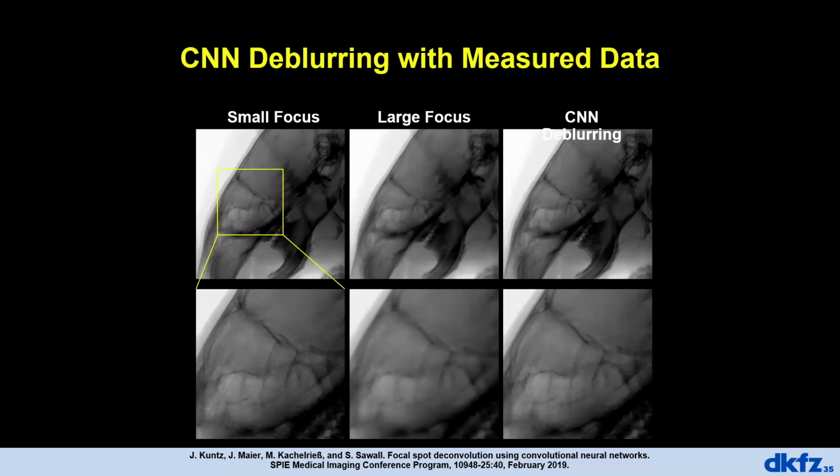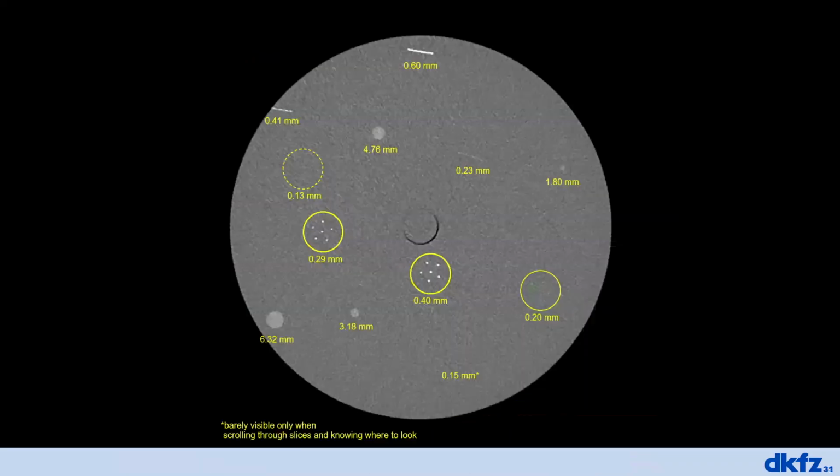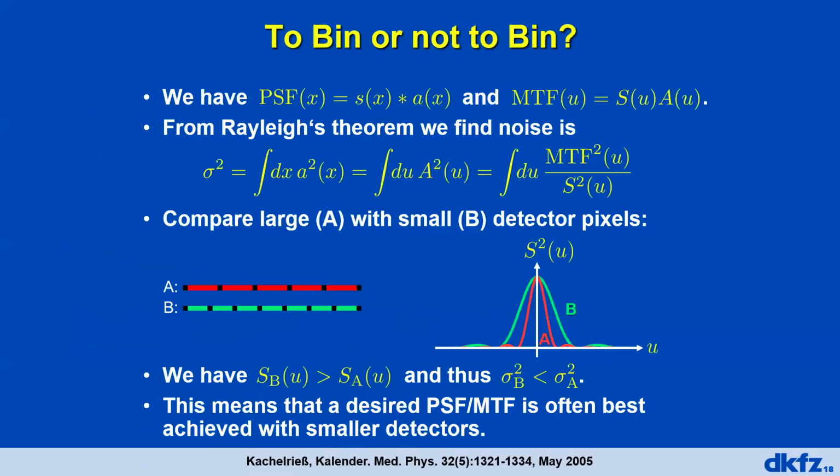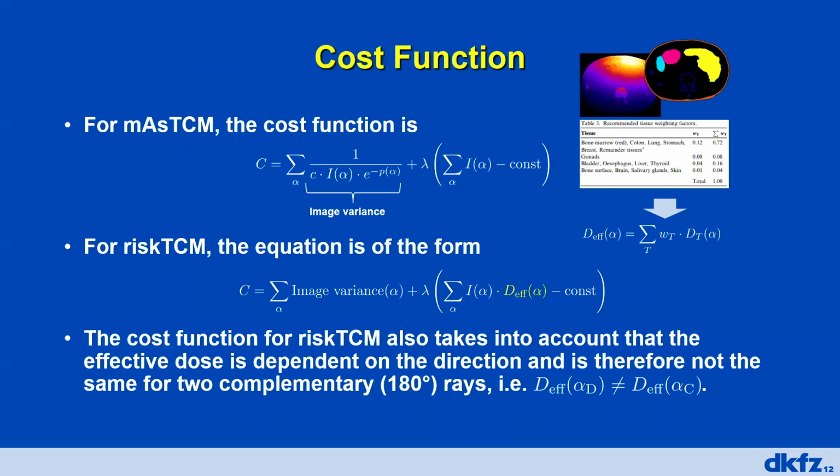Stefan, I have a couple of questions about risk TCM. Sure. So if I got it correctly, you include the effective dose in your cost function. Yes. And thereby you need to include the organ weighting factors, which are somehow eminence-based, meaning there's not so much consensus on what should be higher. It's a commission of the ICRP that defines what organ has what factor.